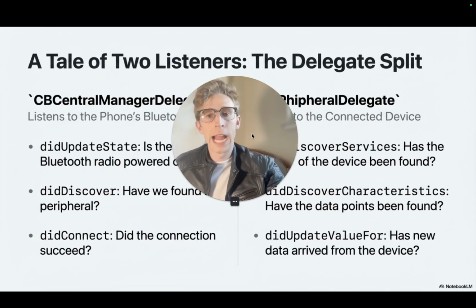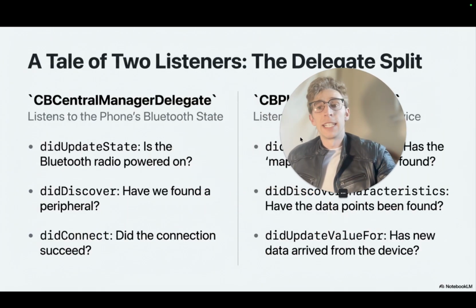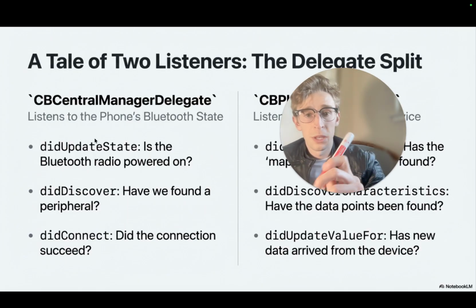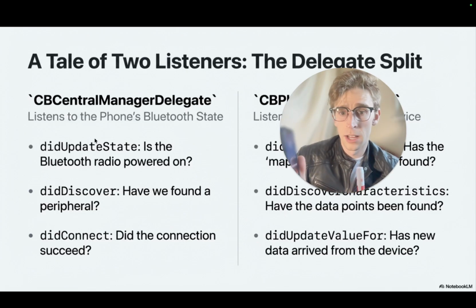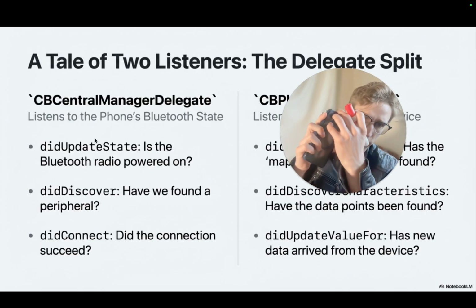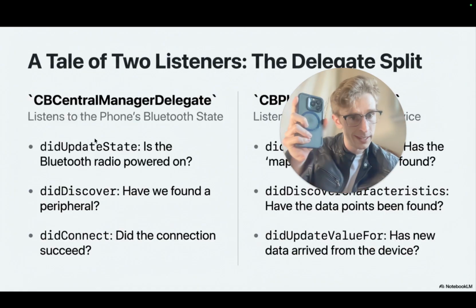Here we go. A tale of two listeners, the delegate pattern. A CB Central Manager delegate is what is going to listen to the phone's Bluetooth state. So it's going to ask questions like, did update state? Is the Bluetooth radio powered on? So in your phone device, there's a little Bluetooth radio. It manages connecting with Bluetooth devices. Is that on? Is it not?